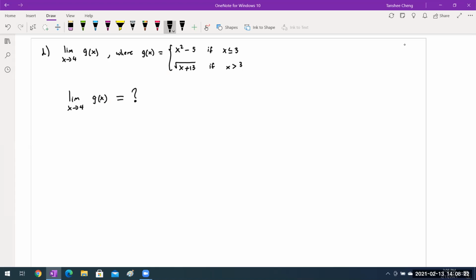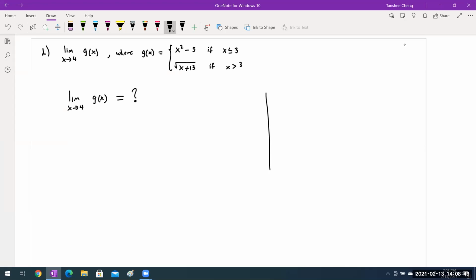Right? And we have a piecewise defined function. So now the question is, from the previous example, you might be thinking that, oh, I need to use the left-hand side limit and right-hand side limit. Then my question will be, do we really need it? That's the key part that we need to consider.